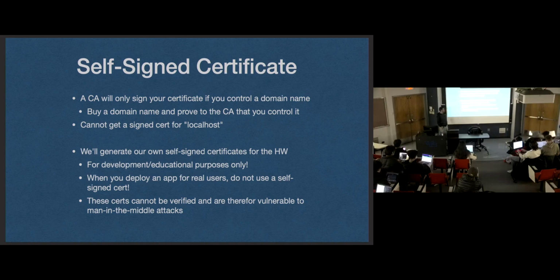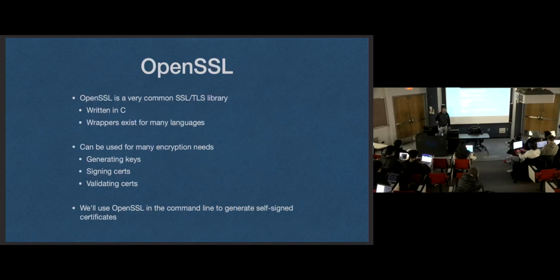So don't use these in practice because since they can't be verified by a root CA, how do you know you didn't get man in the middle? You don't know. You could be communicating with a hacker and not even know it because the domain name in your URL is still going to be valid when there's a man in the middle attack. You don't know that that's happening.